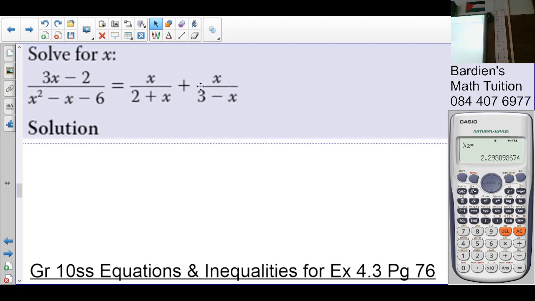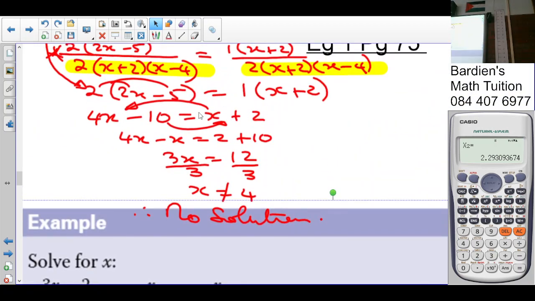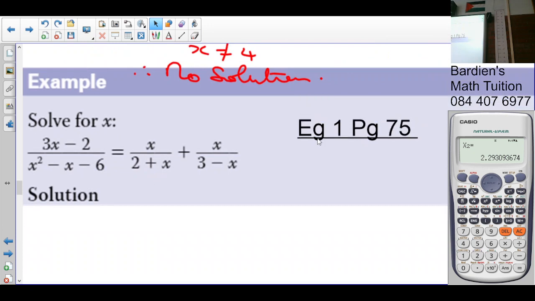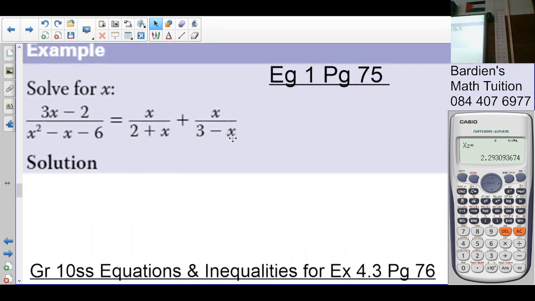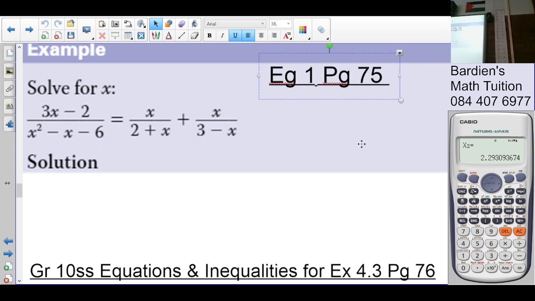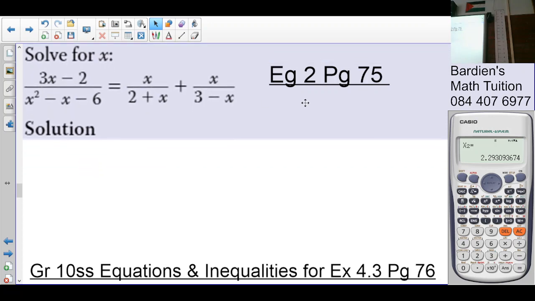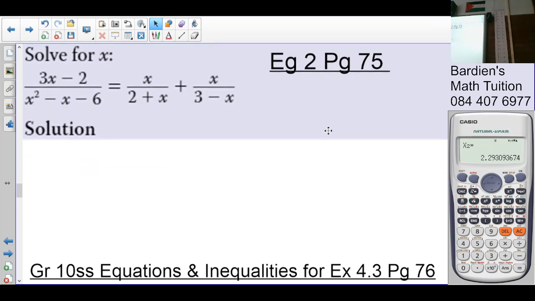Right, people, this is example 2 on page 75. We are told to solve for x. What is the first thing we need to do? Factorize the denominator. So you didn't know that? Write it down. We're going to factorize the denominator.